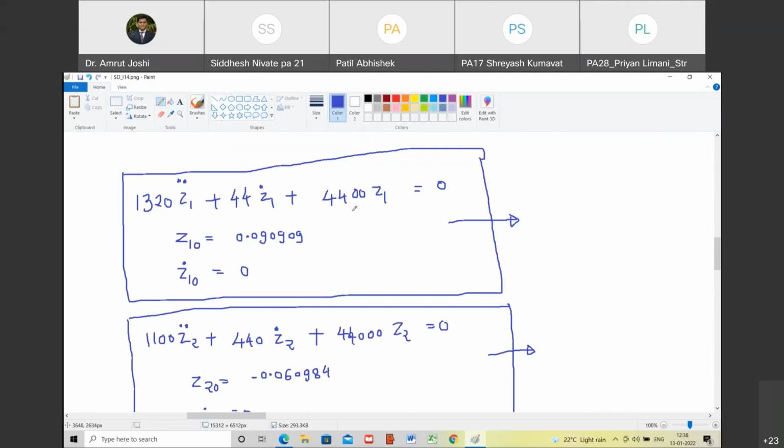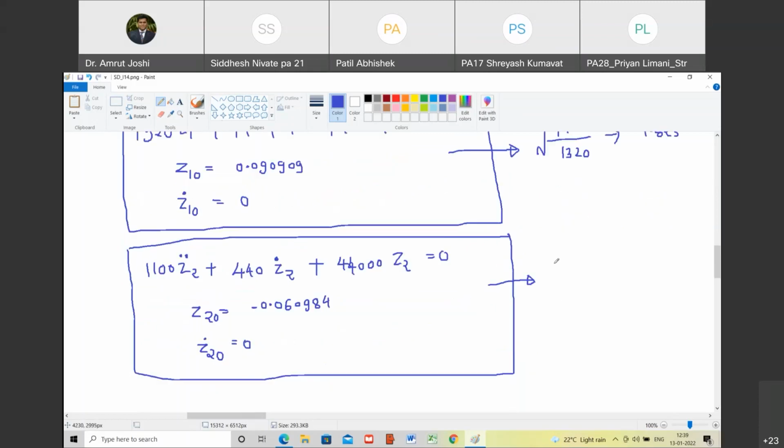So we will stop at the last point quickly. If you compare this with m u double dot plus c u dot plus k u, can you tell me what is the natural frequency of the system? Root k by m. Do you agree with me? Yes, sir. What is k here? k is 4400. And what is m here? 1320. Do you agree with me? Yes, sir. Just do 4400 divided by 1320, its square root. Tell me how much it is. 1.825.